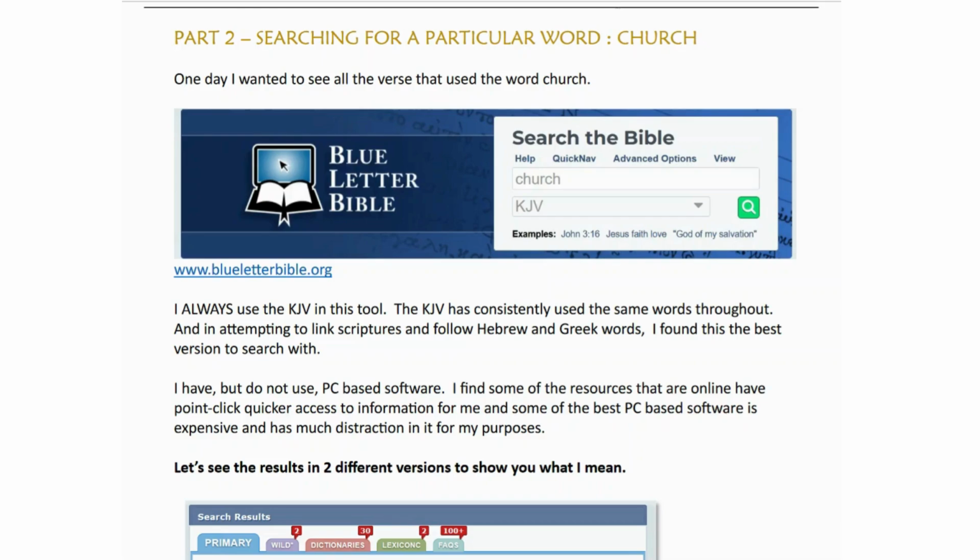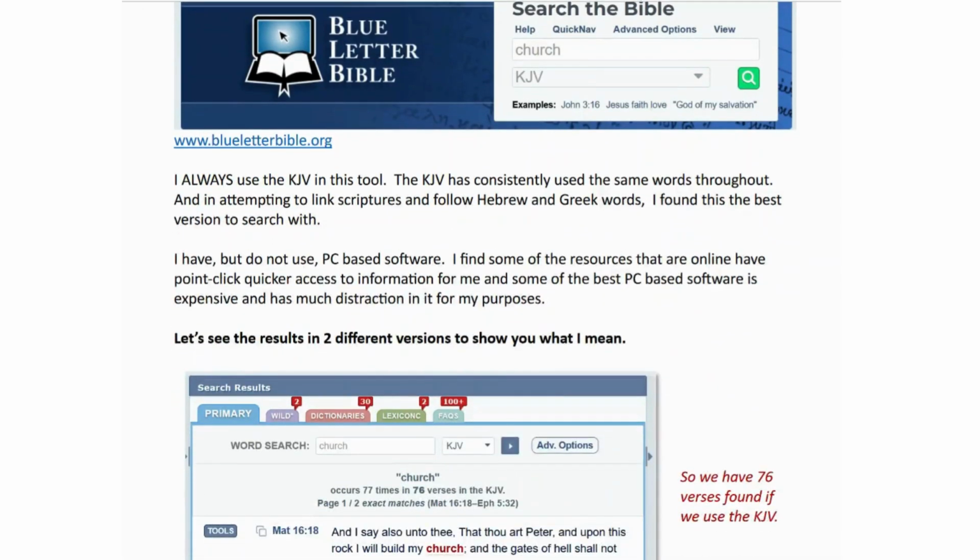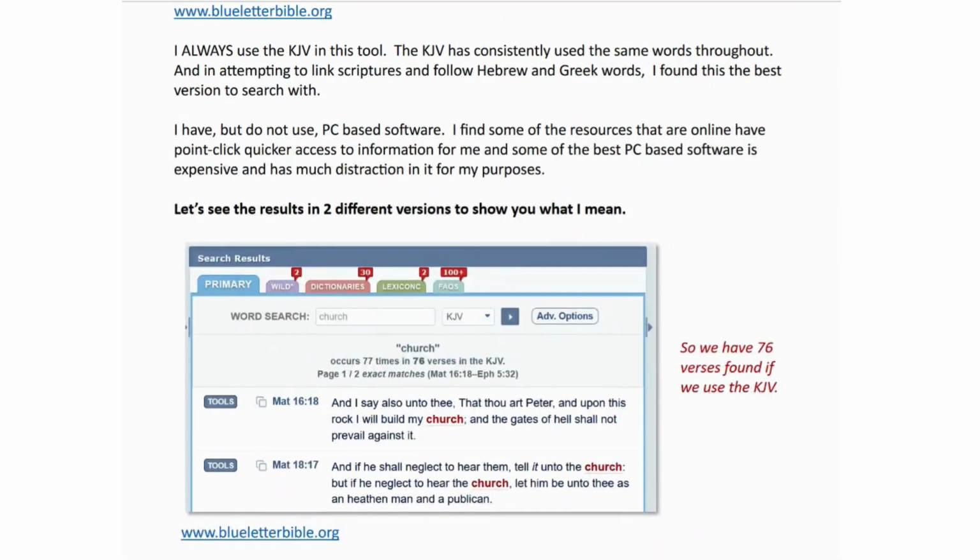I'm not saying it's the best version. I'm just saying I stick to it because it's easier to link things and understand the scriptures for me than if I get into modern translations where they don't say church, they might say household. I mean, they've changed all these words, and then it's hard to find all the verses in scripture where something was used.